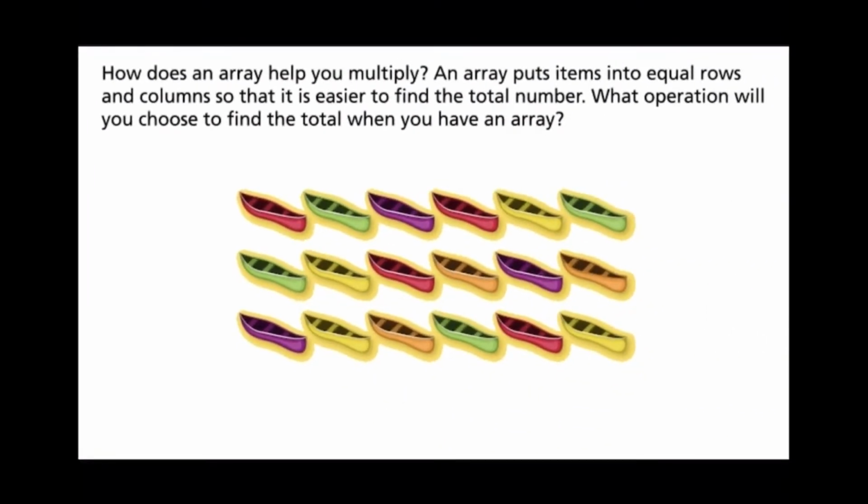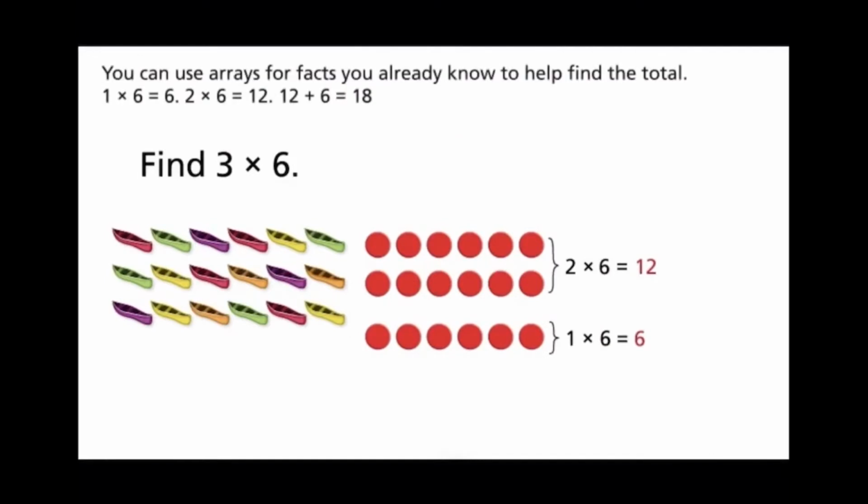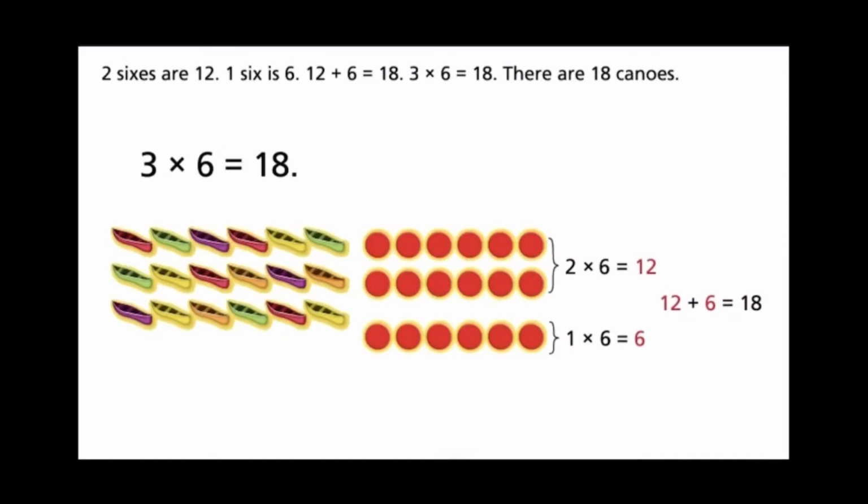So that it is easier to find the total number. To help you multiply with 3, you can use arrays. 6 plus 6 plus 6 equals 18. There are 18 canoes.